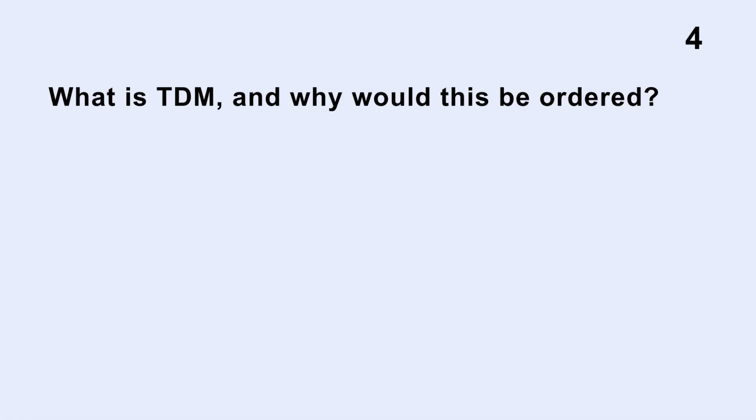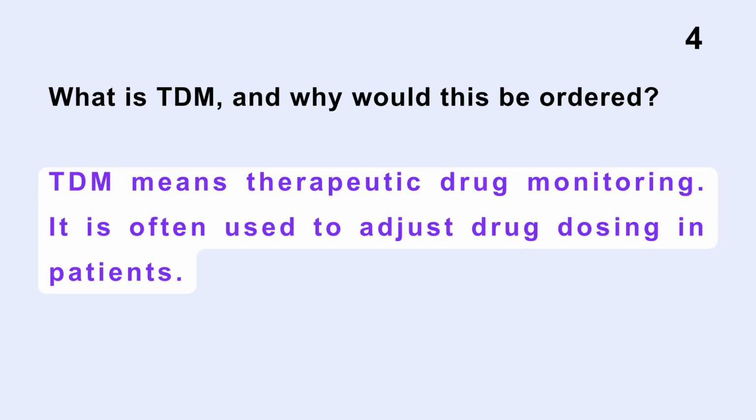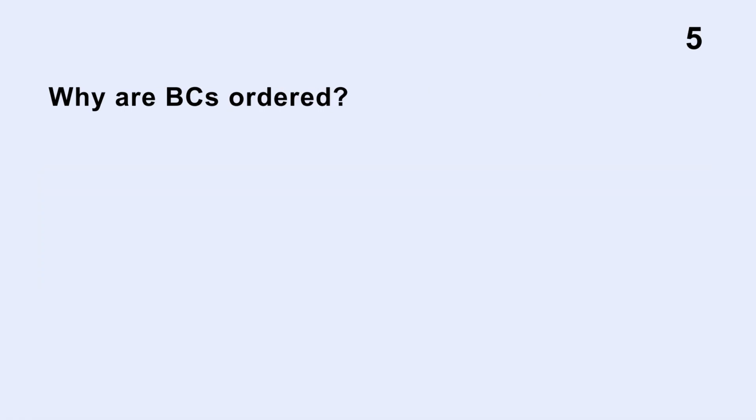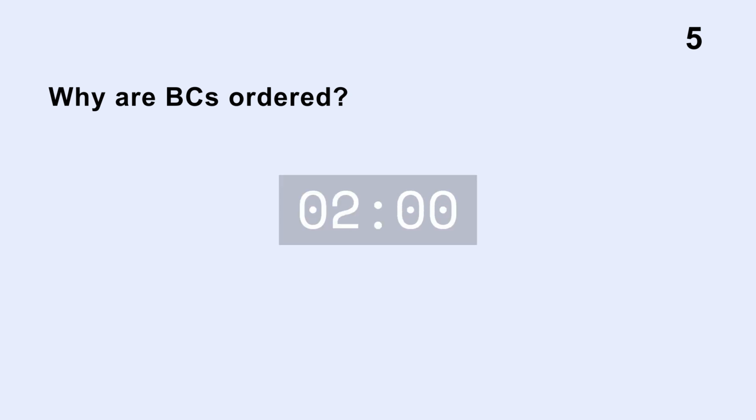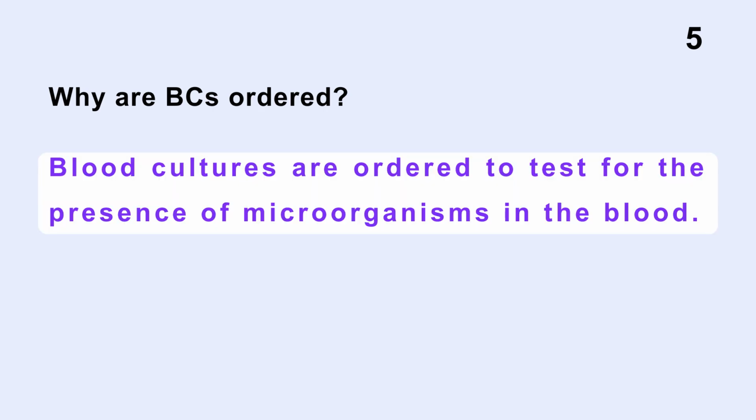Number 4. What is TDM, and why would this be ordered? TDM means therapeutic drug monitoring. It is often used to adjust drug dosing in patients. Number 5. Why are BCs ordered? Blood cultures are ordered to test for the presence of microorganisms in the blood.